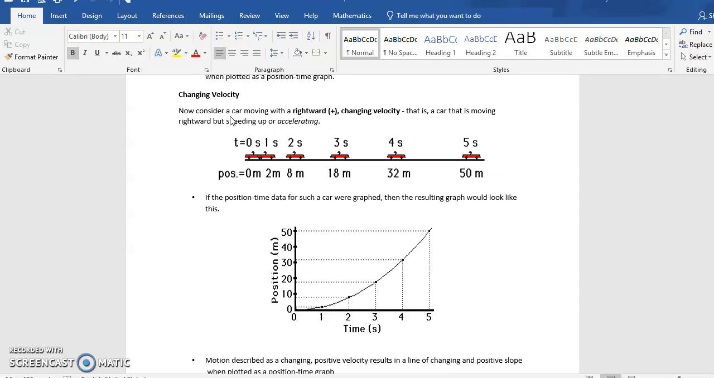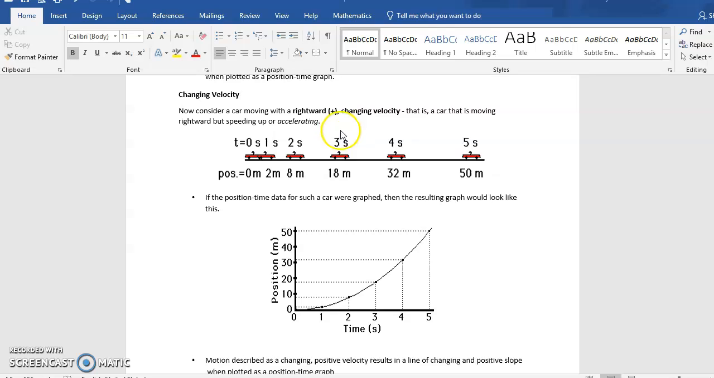Now we could have a changing velocity as well. So that means we have a position of 0 meters and a time of 0 seconds. The position then changes in 1 second to 2 meters. And then another second passes and we go up to 8 meters, which would be a difference of 6 meters. So in this time frame, from 1 to 2 seconds, they were traveling 6 meters per second.